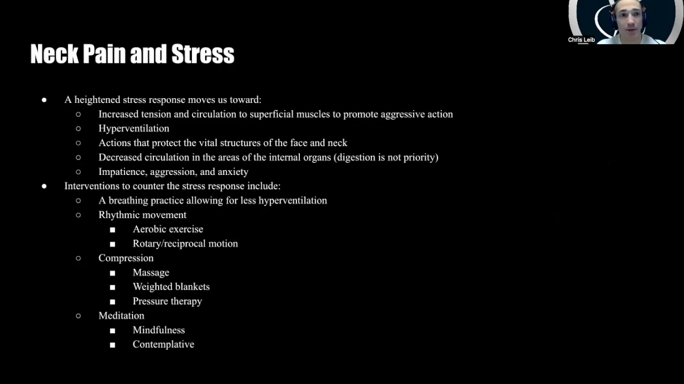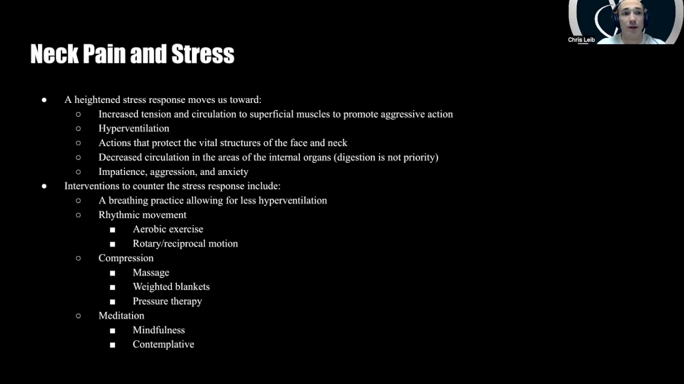And then finally, we talked about this quite a bit already, but neck pain and stress. A heightened stress response moves us towards increased tension and circulation to the superficial muscles that promote aggressive action. So it leads more to hyperventilation and actions that protect the vital structures of the face and the neck. There's also decreased circulation in the areas of the internal organs. So digestion is not a priority when we're stressed. We might get some neck pain and also some GI distress. A heightened stress response also tends to lead us a little bit more towards impatience, aggression, and anxiety.